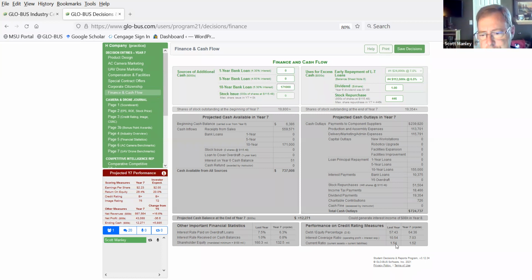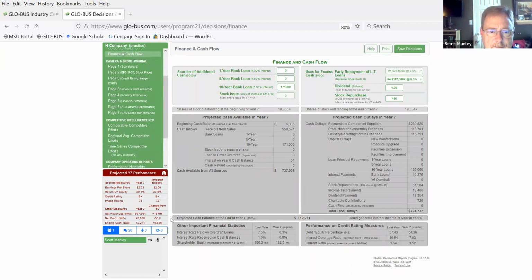So you want to pay attention to your credit rating measures over here. You want to pay attention to your ending shareholder equity balance. And you want to make sure that you're at least meeting all of your investors' expectations. Investors' expectations for EPS is $2. Return on equity is 20%. Credit rating B plus, image rating 72. Yes, I'm meeting all of those. Don't freak out when you see these numbers.